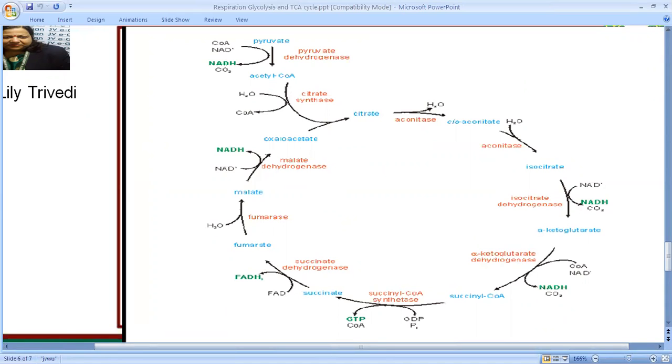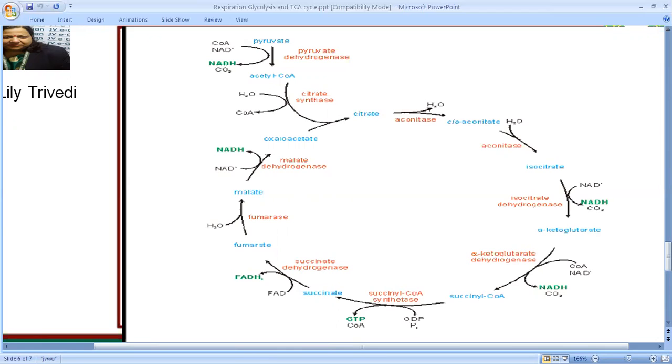Now we have acetyl coenzyme A which condenses with oxaloacetic acid in the presence of a condensing enzyme and water molecules to form citric acid. So coenzyme A becomes free. Acetyl coenzyme A plus oxaloacetic acid in the presence of a condensing enzyme plus water converts into citric acid plus coenzyme A. Now citric acid is dehydrated in the presence of aconitase to form cis-aconitic acid.